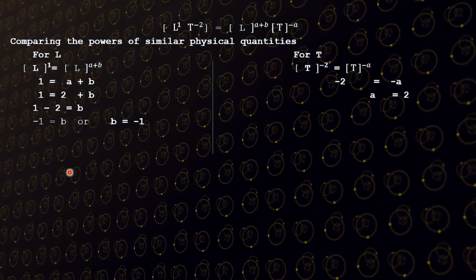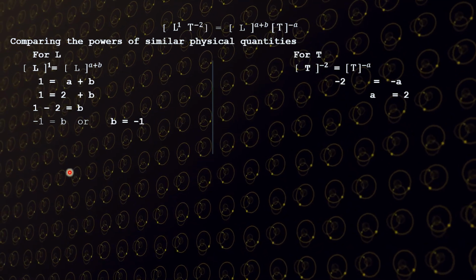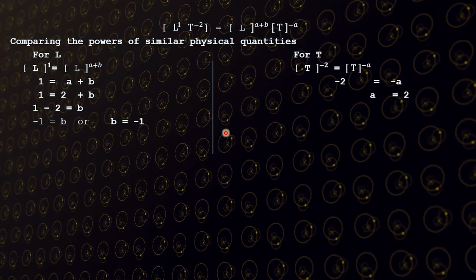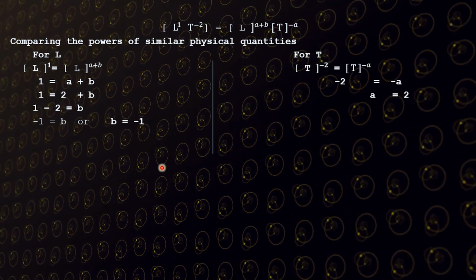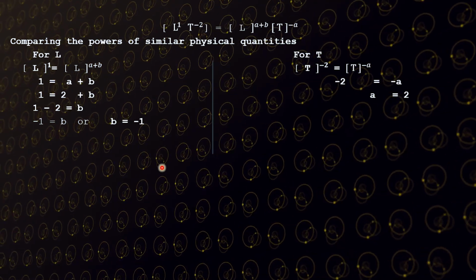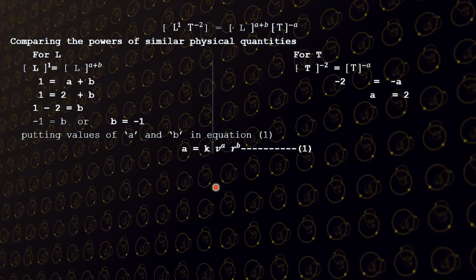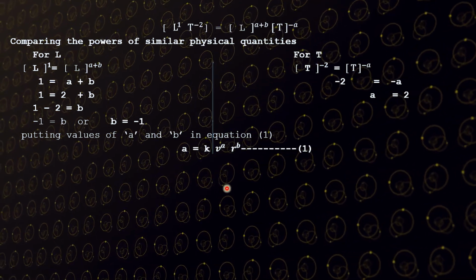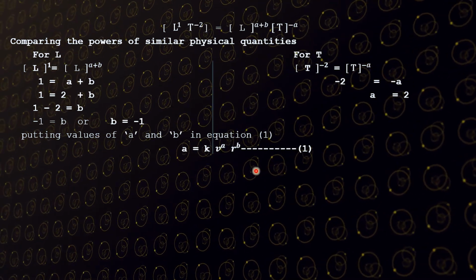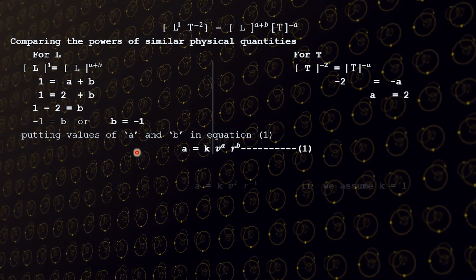Now, can you guess what should be the next step? Yes, very good. The next step is to substitute the values of a and b in equation number 1, which you have seen in the previous slide. Equation number 1 was a is equivalent to k, the proportionality constant, velocity having a power a and the radius having a power b. Now we know the values of these powers: a is equivalent to 2 and b is equivalent to minus 1.